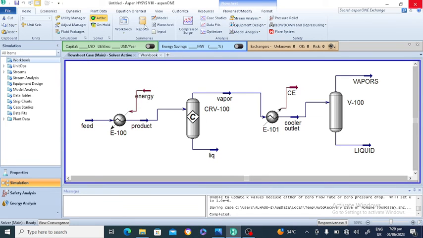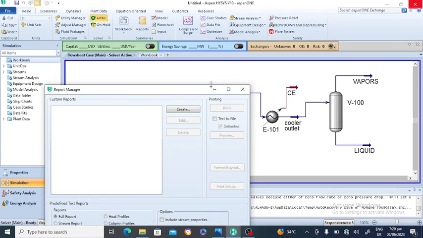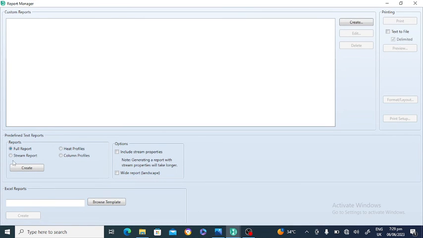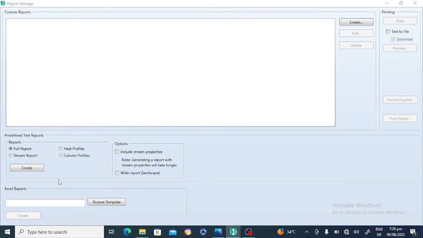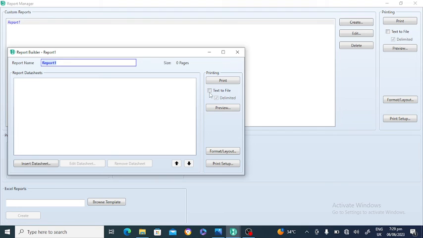Go to the main flow sheet. So this is the main flow sheet. You can also check on the report, click on the report, and you can also create the report. So create a report, click on create full report. This is the full report, and this is the template. So click on create and preview, click on preview. So you can see the report of your process.